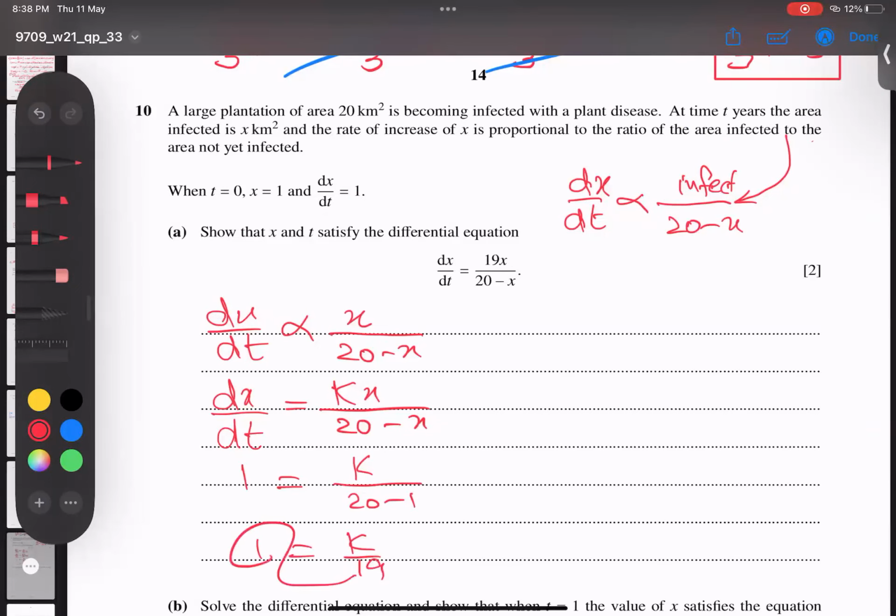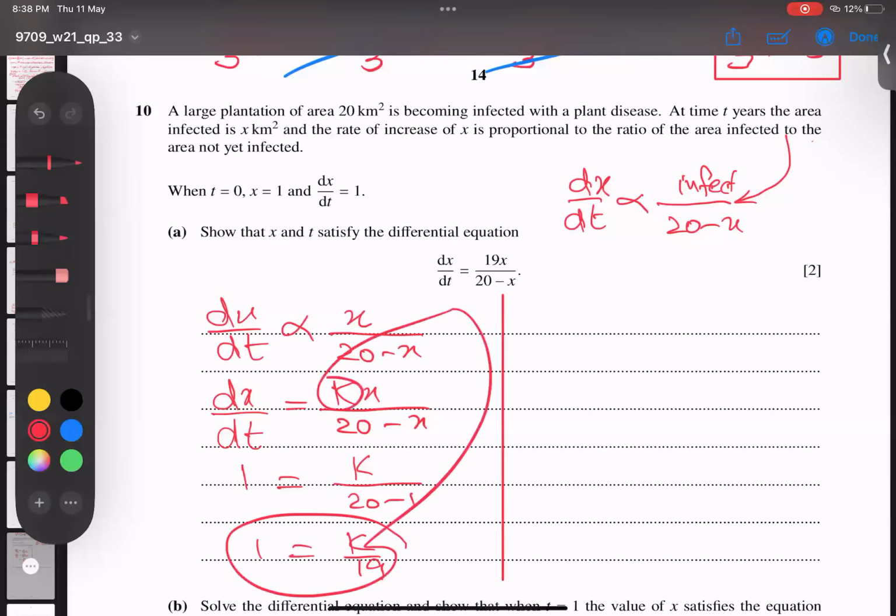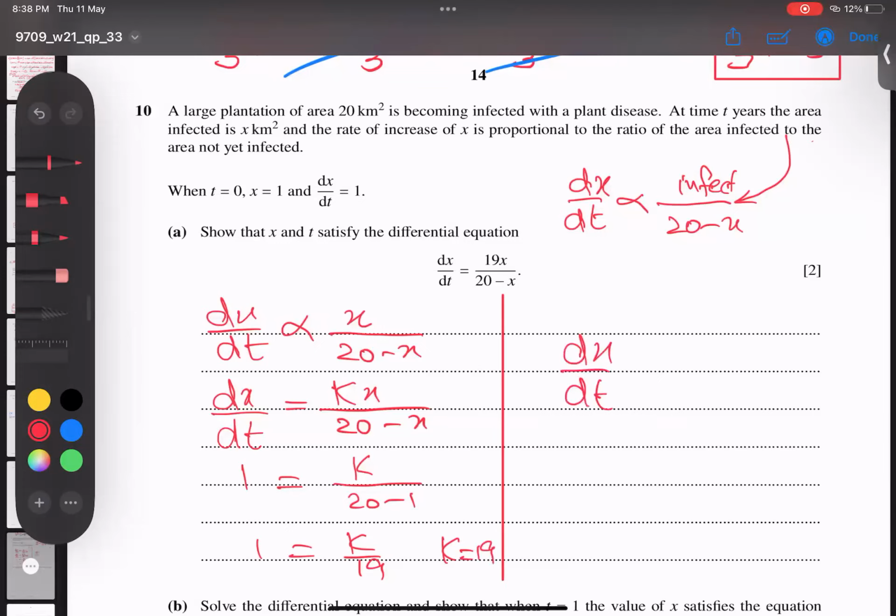19 multiplies there, I get k times 19, and then I plug it back into the equation. So when I plug k back in here, I'm writing k is equal to 19. And finally, the answer is coming for dx by dt. When 19 goes here, and Mabruk, the target is achieved.